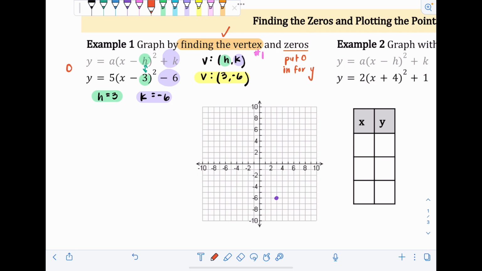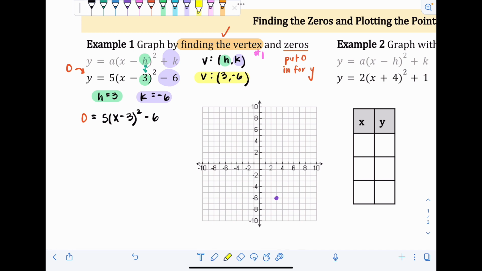So I'm going to put a 0 right there, and it's going to replace y in the equation. So instead of y equals, it'll be 0 equals, and then the rest of the equation will stay the same: 5 times (x minus 3) squared minus 6. And now I need to solve this equation for x.